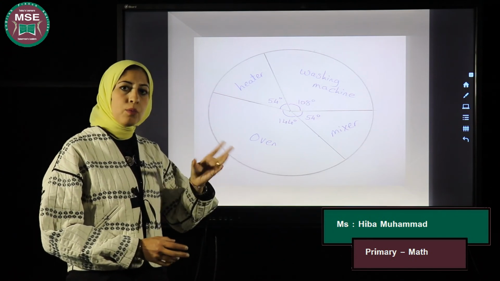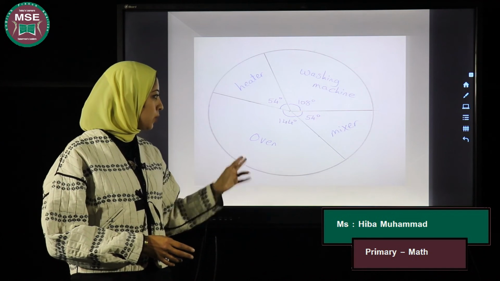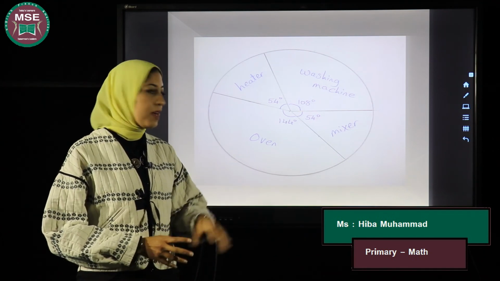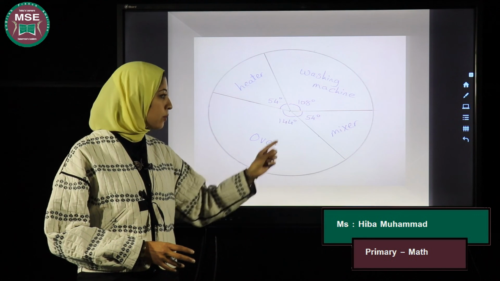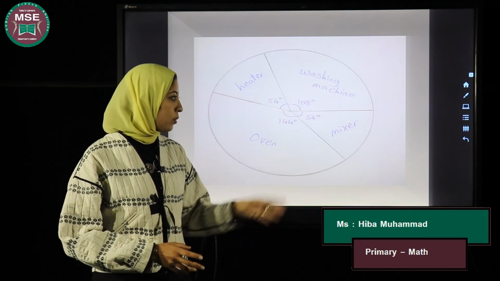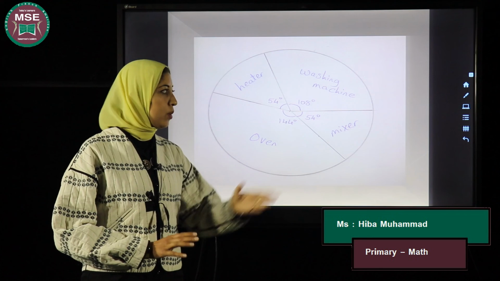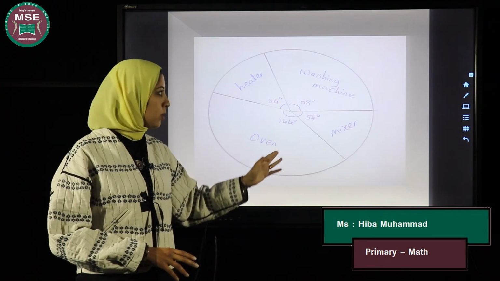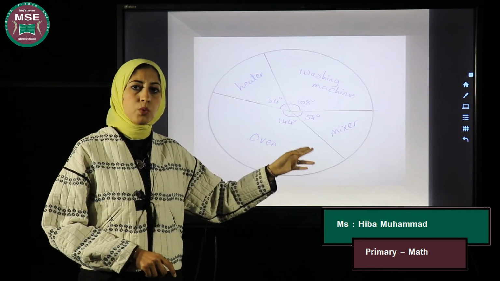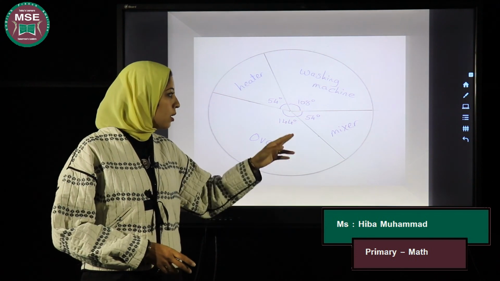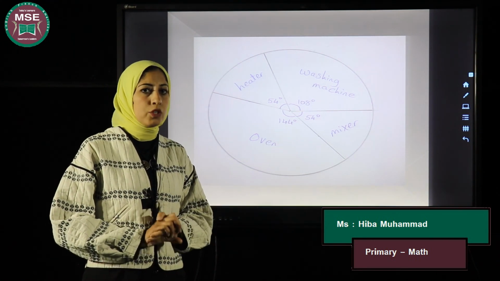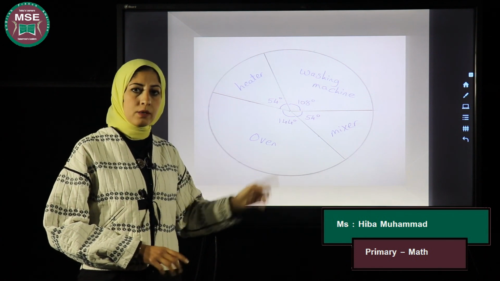Then again, move the protractor to draw the oven, which is 144 degree. Then again, remove the protractor and make a new base, okay. The last one, which is the mixer, is already drawn. When you draw all the angles of the circle of the pie chart, the last one will be already drawn. Just check that the mixer is 54 degree. Just check all your angles, okay?